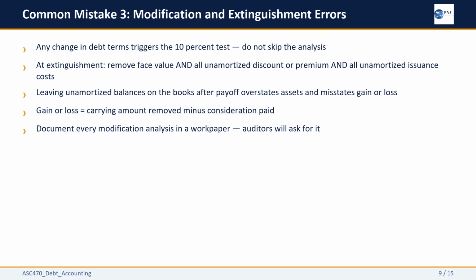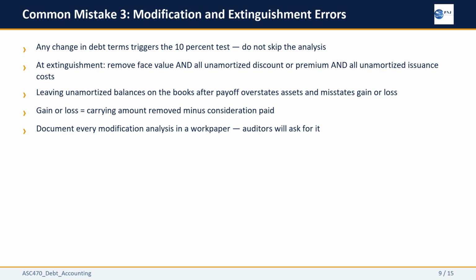Any change in terms requires the analysis. No exceptions. Second, when debt is paid off, some teams only remove the face value from the books. That is incomplete. At extinguishment, you must remove the face value, every dollar of unamortized discount or premium, and every dollar of unamortized issuance costs.